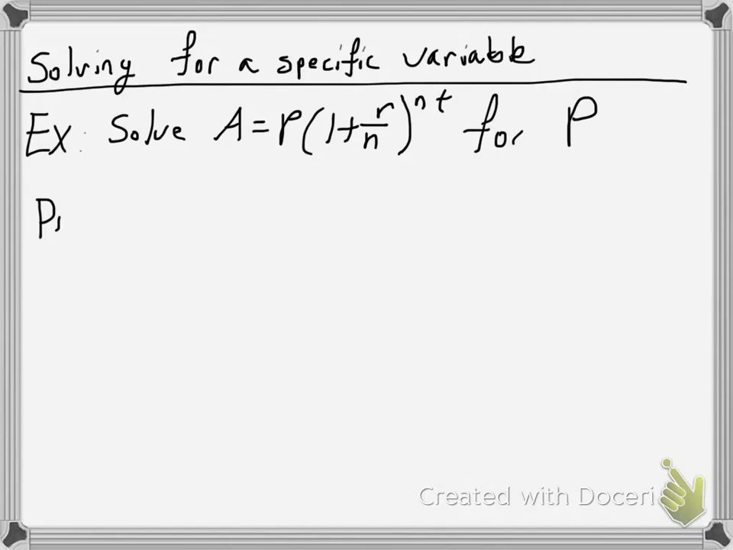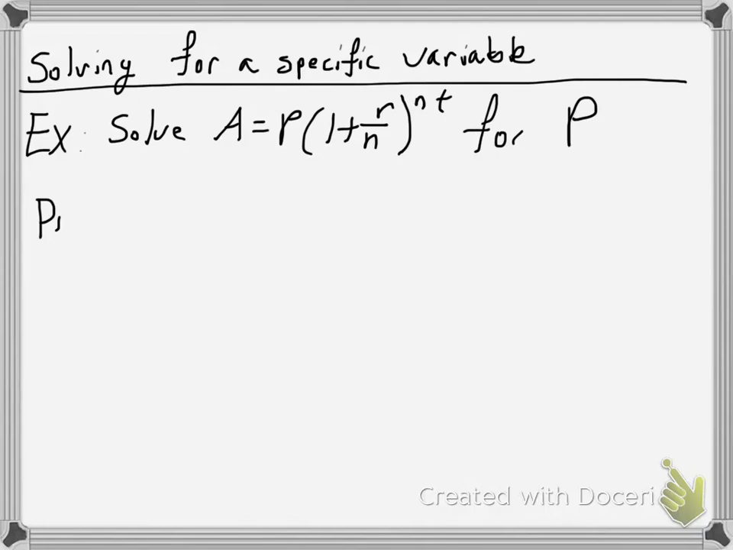Well, that might be a reason why we would want to solve for P, but for now we're not fussing with the actual application. We're just playing with the numbers here. We don't have any specific numbers. All of these letters stand for numbers. We just don't know who they are, and we want to solve for P. So I want P equals. I've got that (1 plus R over N) to the NT, all that junk, attached to P. I don't want it there. I want just P there.